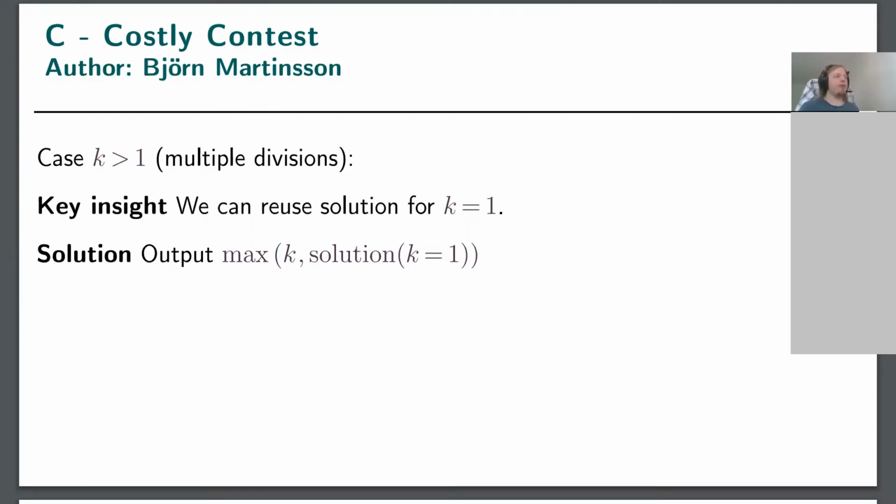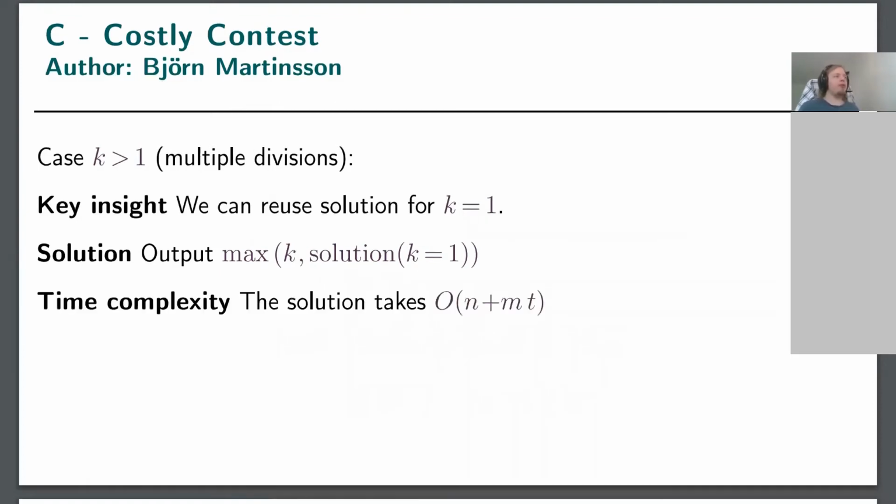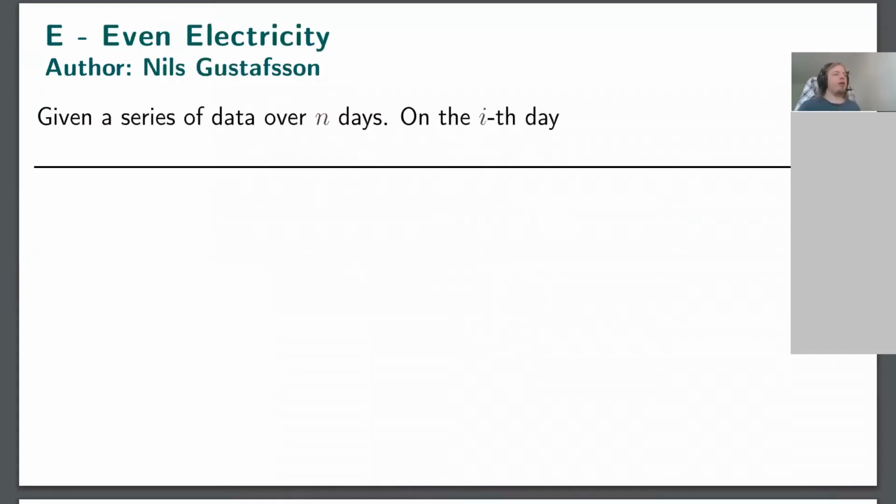Okay, that's problem C, and the time complexity is order n for the quick sort, and then m times t for the subset sum problem. Okay, now we get to the Even Electricity problem.